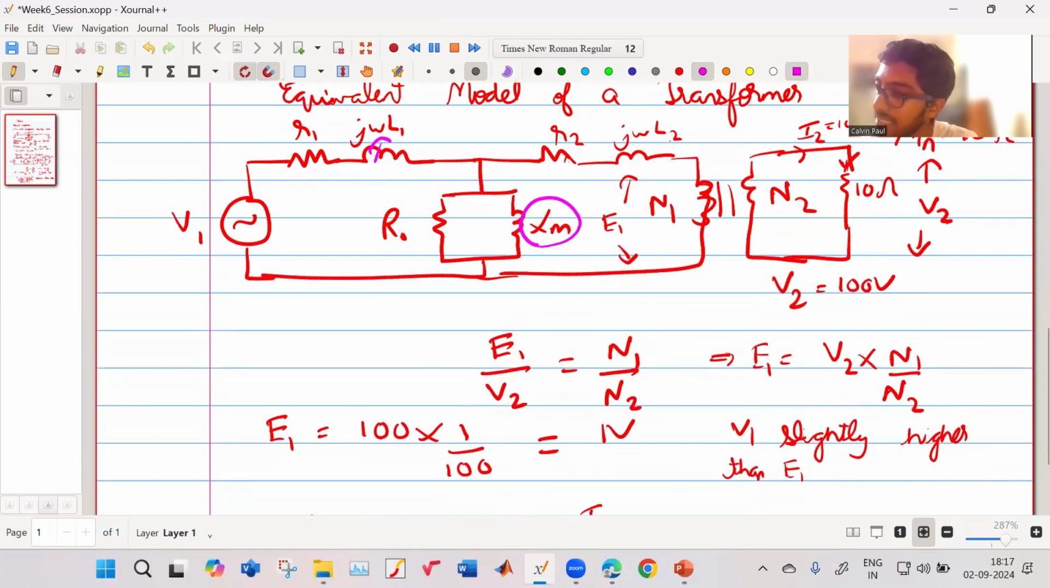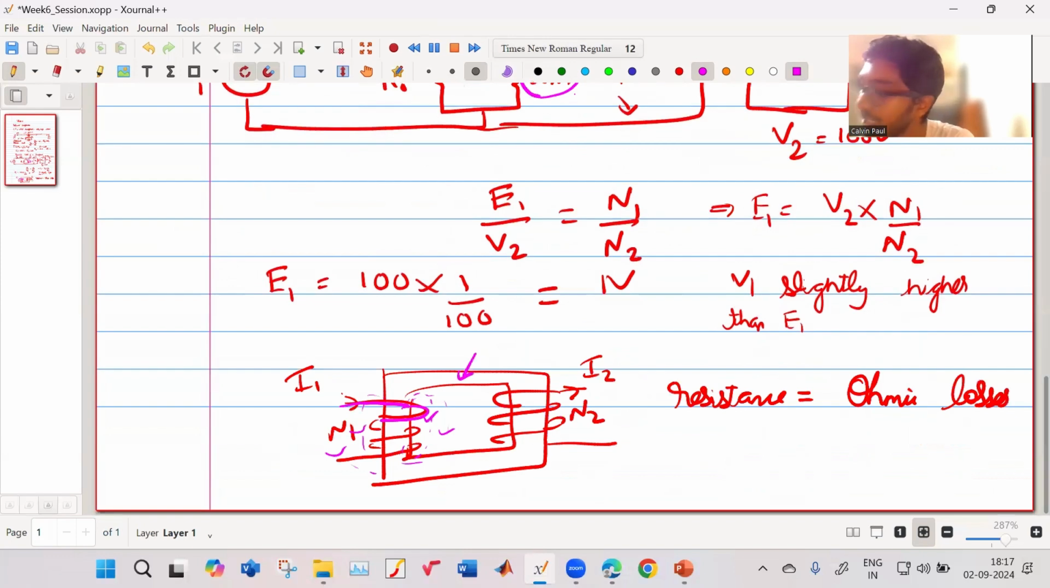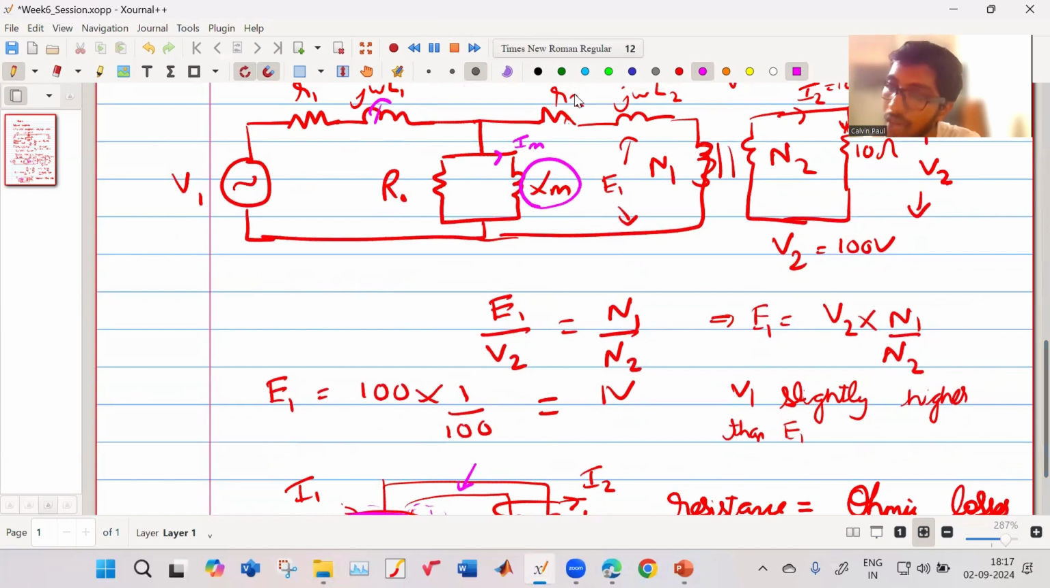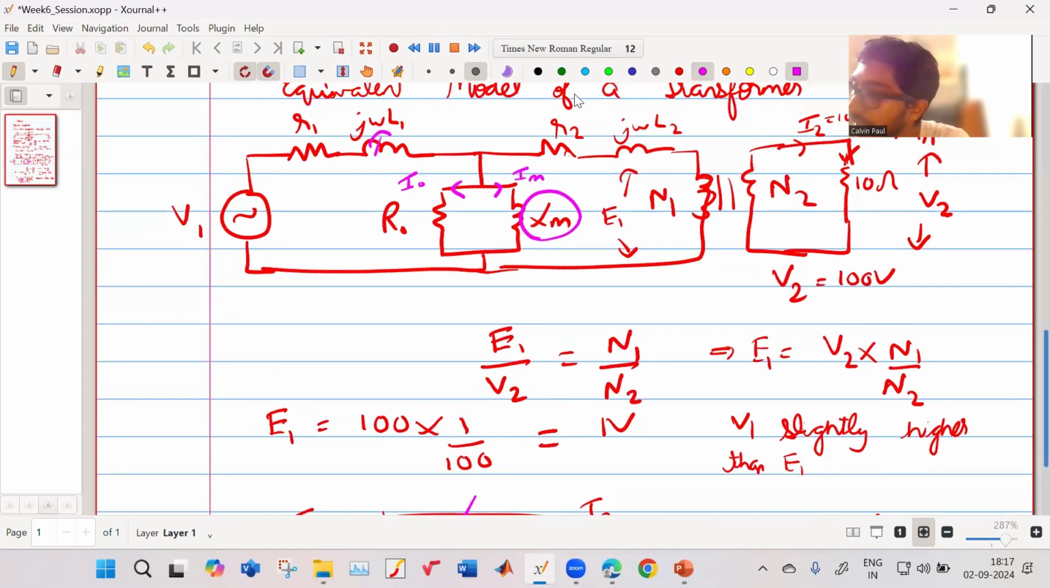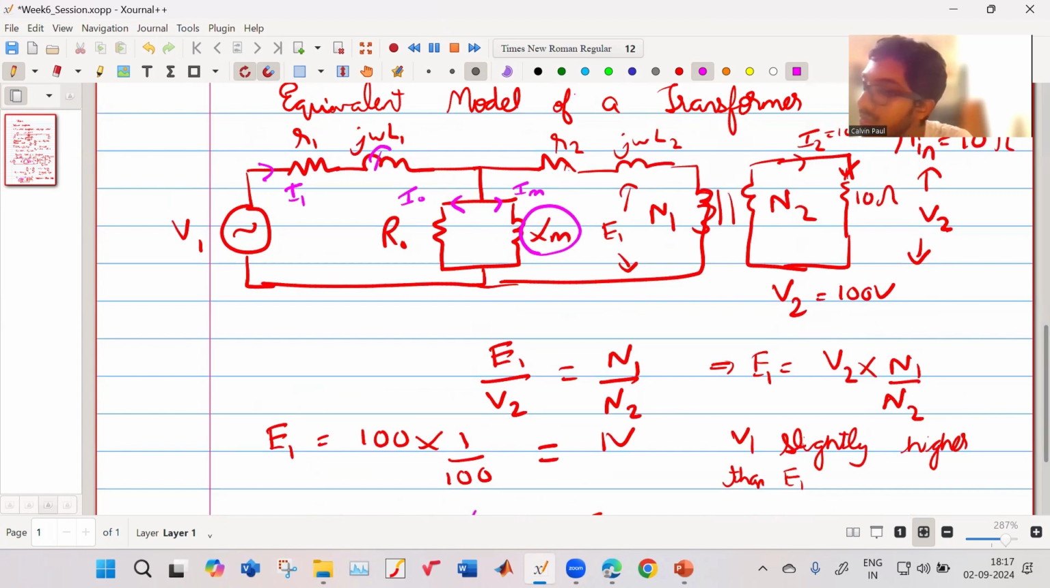Then my XM is the magnetizing reactance. XM will carry the current known as IM, the magnetizing current. Similarly, this R0 stands for the core loss, that is the losses in this core, hysteresis loss and eddy current loss. All that we represent by R0, and that will carry some current I0. And this is my current I1, and this is my current I2.